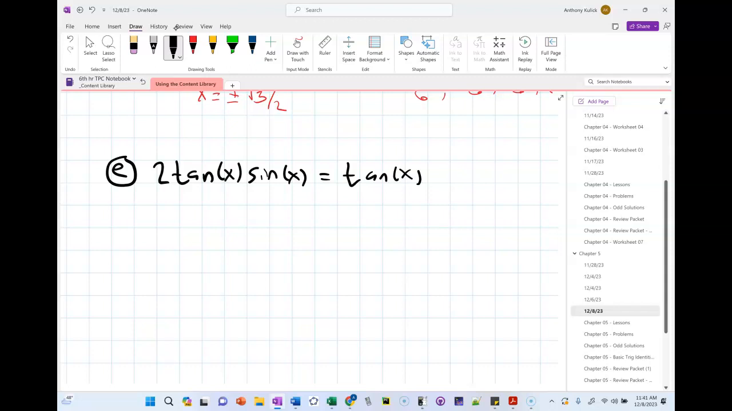So what was the first thing you did to solve a polynomial equation? What does it have to equal? 0. Let's do that as our first step. So we're going to subtract tan x from both sides. Is tan x and then 2 tan x sine x like terms? No, so I can't combine them. I just have to write it next to each other, right?